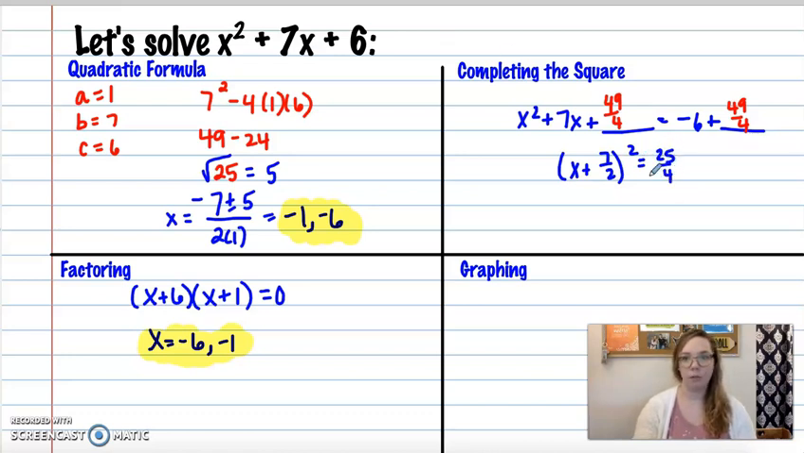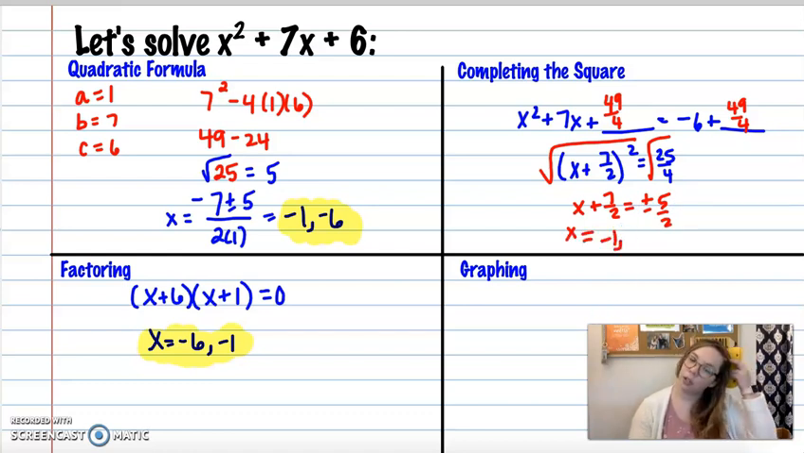And then if I square root, I'll get x plus 7 halves equals plus or minus 5 halves. So if I do 5 halves minus 7 halves, that's where I'll get my negative 1. If I do my negative 5 halves minus 7 halves, that's where I'll get my negative 6. So same solution. This is usually the very messiest place to go, but it does come in handy in geometry for circle equations, which is why we show it to you. And if you like it, feel free to use it.